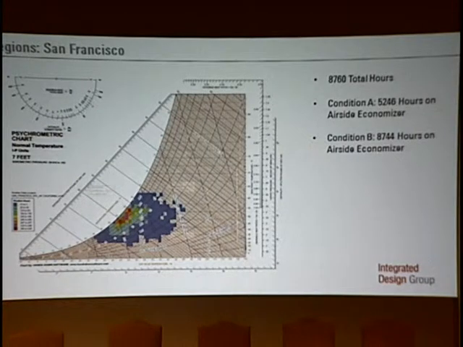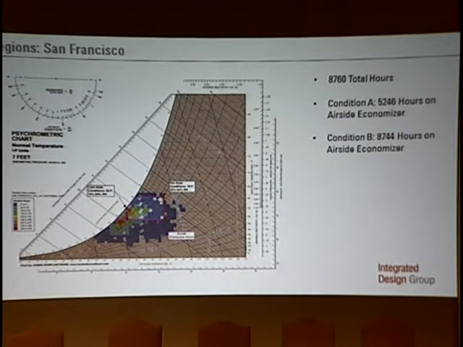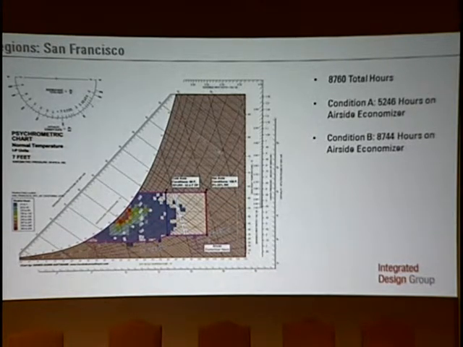If you look at condition A, the window for condition A, you've got this many hours that are available for economizer, 5,200 hours. And then if you go to condition B, you open up those conditions in the space, and look at this. Here's your window, and almost all the hours of the entire year except for 16 are within that window. Now this is a combination of full airside economizer and partial airside economizer.